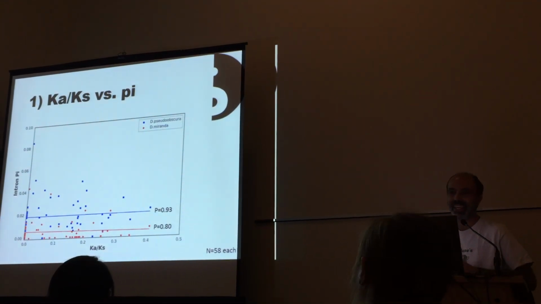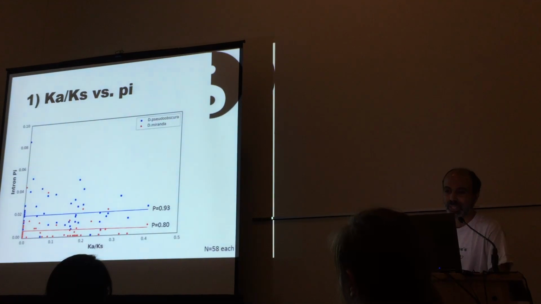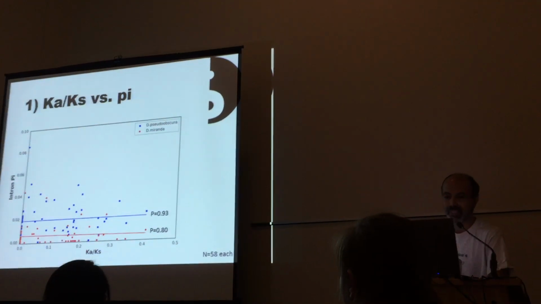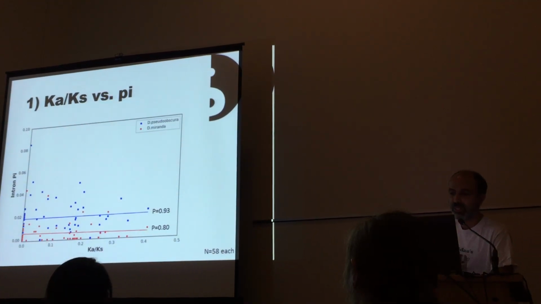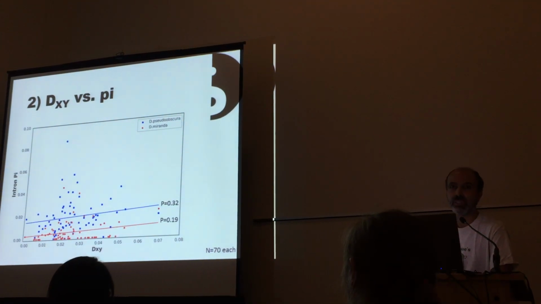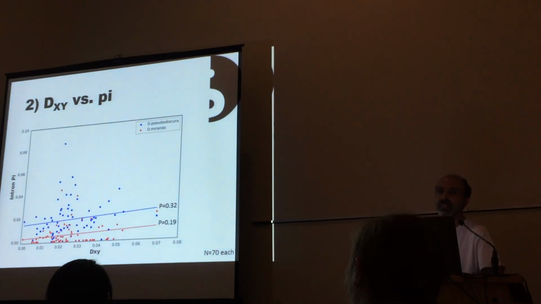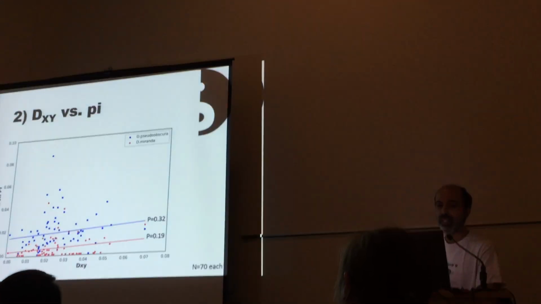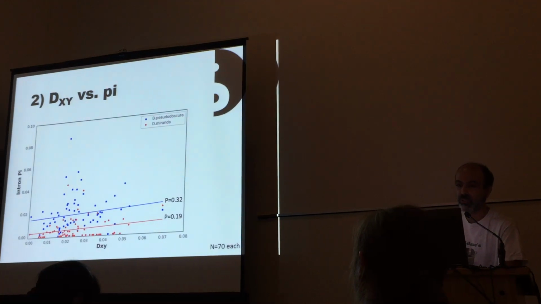Here's the relationship of KS to pi. The blue line indicates Drosophila pseudoobscura, with KS on the x-axis. There's absolutely no association. P is 0.93. For miranda, also non-significant. When you look at divergence, there's a slight trend, but nowhere near statistical significance. And again, you do not see this reduction in pi associated with reductions in divergence.